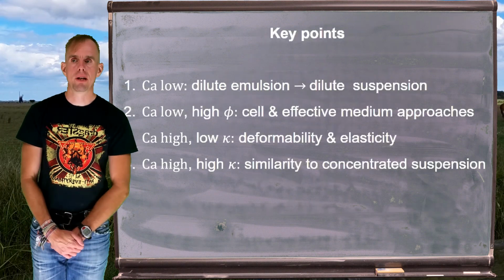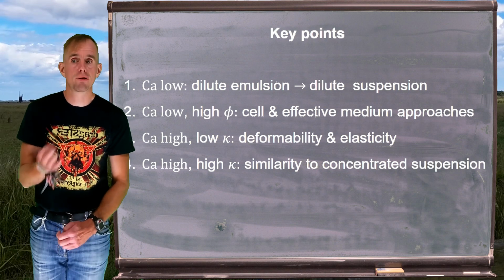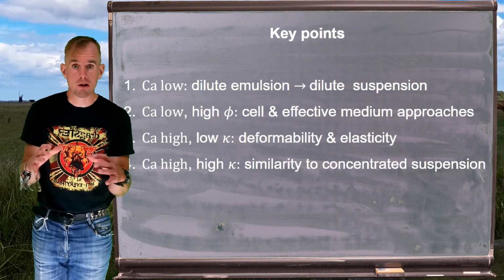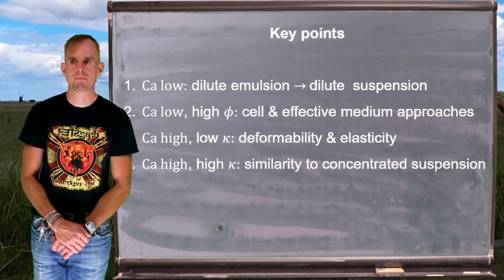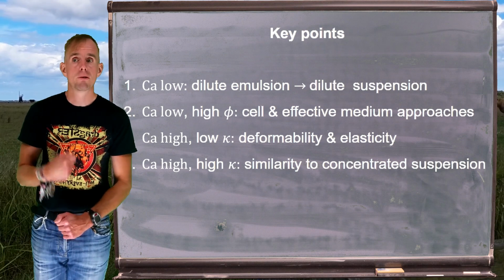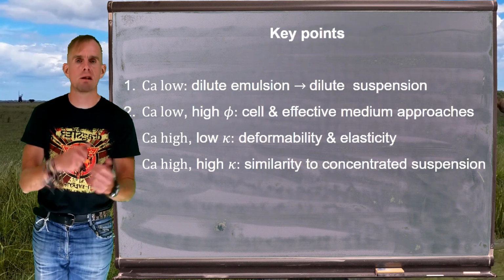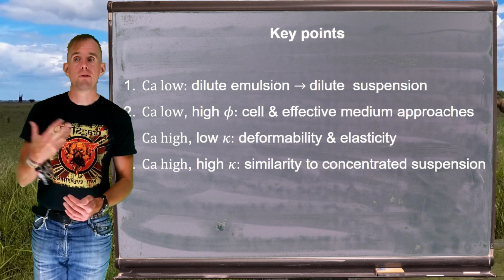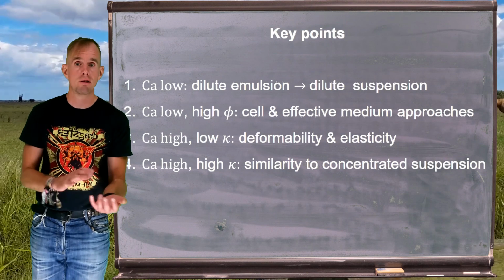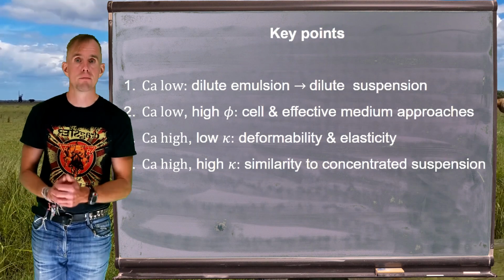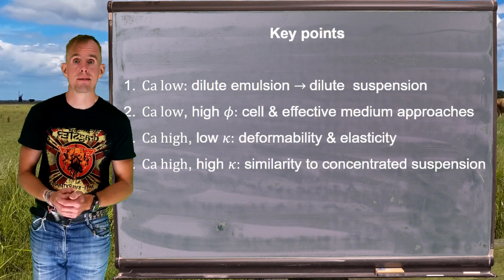Let's summarise a few key points. We've looked at how capillary number and viscosity ratio affects suspension behaviour, and we've looked at measures of relative viscosity. If capillary numbers are low, your dilute emulsion looks a bit like your dilute suspension. Remember, it tends to that Brownian hard spheres result. If your capillary numbers are low and your volume fractions are high, then we've got these two approaches, this cell approach and this effective medium approach, and they act as sort of upper and lower bounds on real observable data.